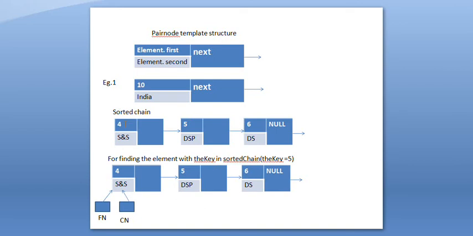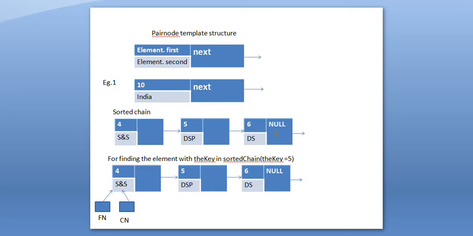In a normal chain representation the key is not sorted, but for a sorted chain the key is always sorted. Hence we take the key as an integer. This example depicts a sorted chain. You have three pair nodes, and each node has values. Think of 4 as your 4th semester subject, S&S. 4 is your key value, the 4th semester subject is S&S, the 5th semester is DSP, and the 6th semester is data structure.